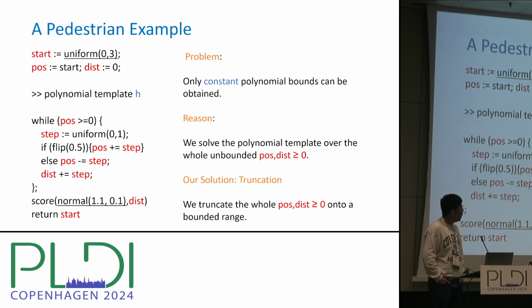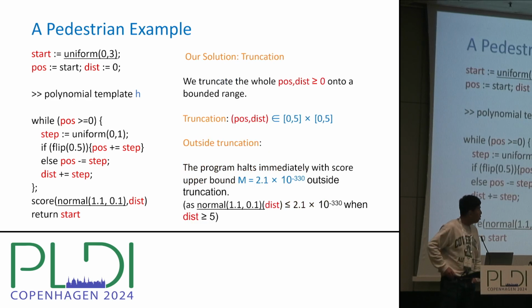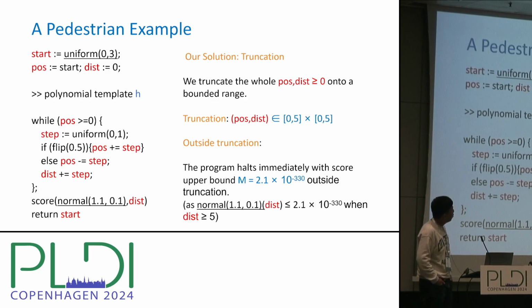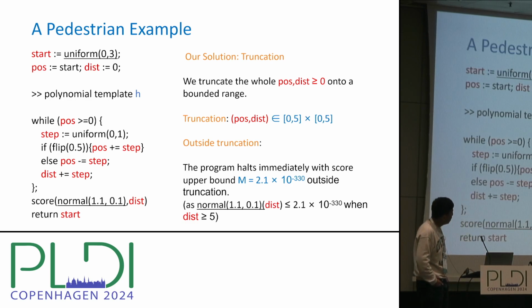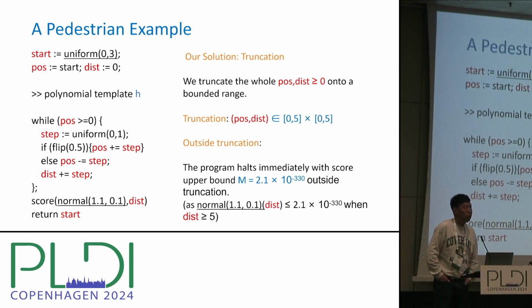A bounded range, and then we try to apply the polynomial solving over this bounded range. So here we see that we first apply this truncation where we specify it to 0.5. I mean the square between 0 and 5. So that is the value of both post and dist. It is within 0 and 5, and then we somehow derive an upper bound outside the truncated range. So here you see that it is very small, which is 2.1 times 10 to minus 330.